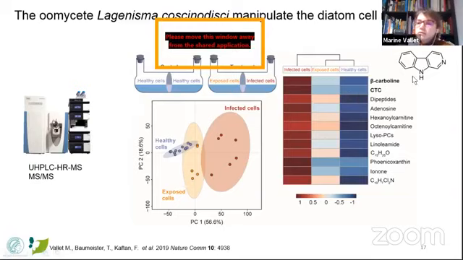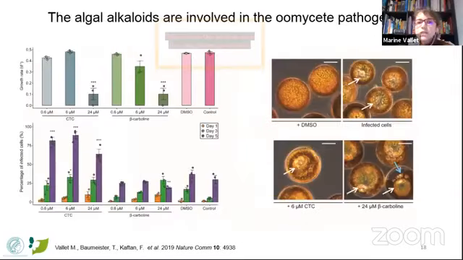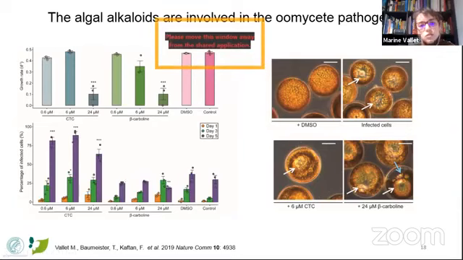So you have the structure of one of them, beta-carboline. And this was interesting for us. Why? Because we could buy this compound as a commercial standard and we could continue our experiments with it. But to prove the function of these molecules, we used the commercial standard and added it to the cultures. And then we proceeded to follow the growth and what's happening when we try to infect.